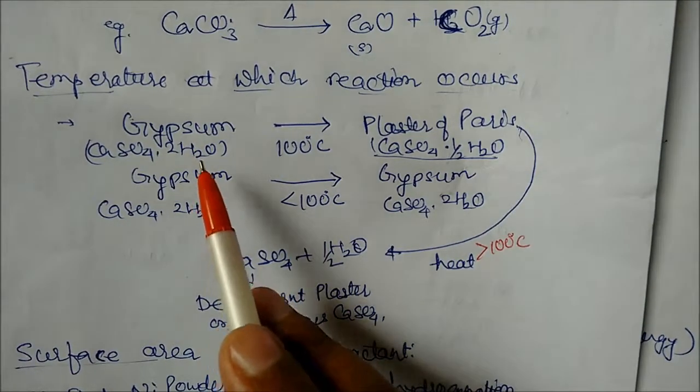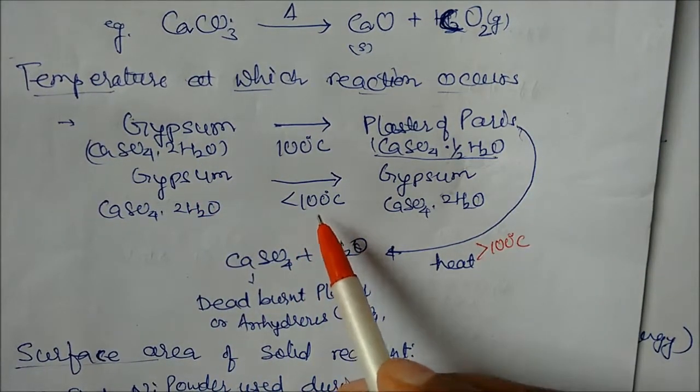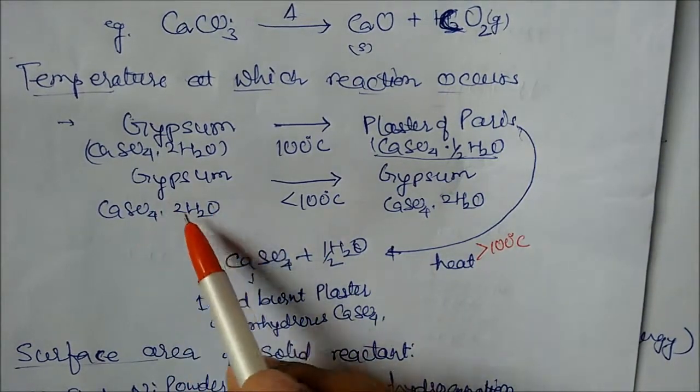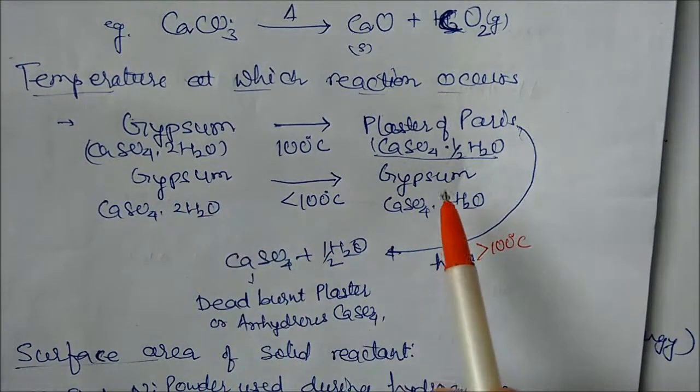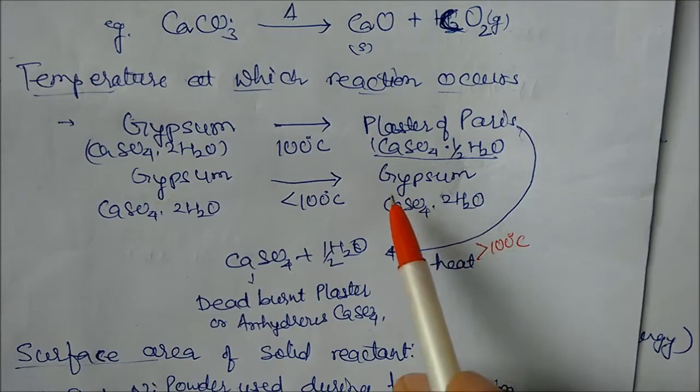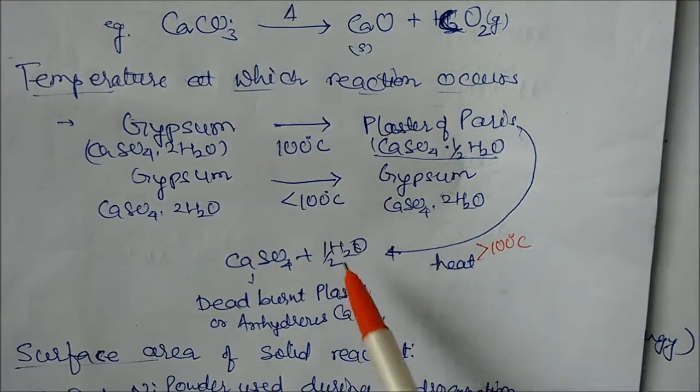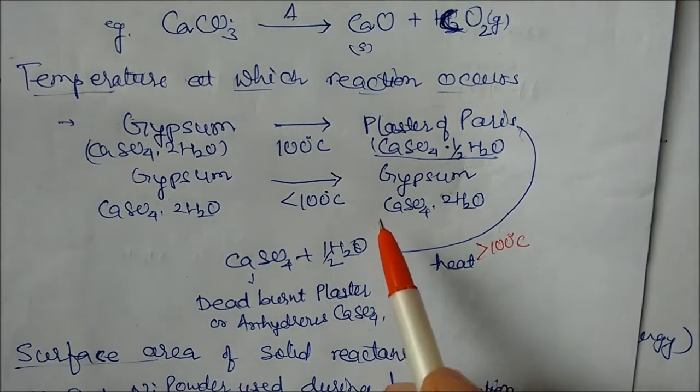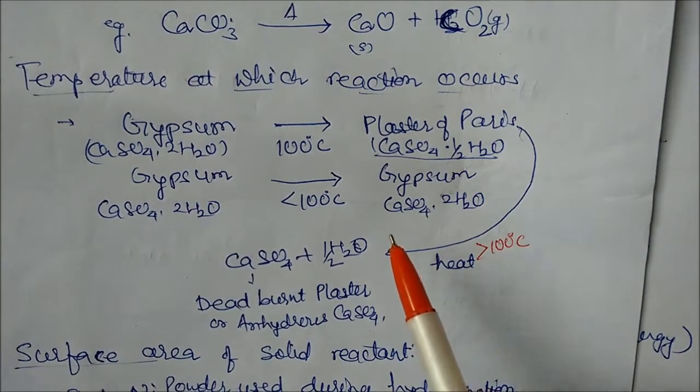Now if you heat the same gypsum at less than 100 centigrade, what will happen? The formula of gypsum will remain the same. It will convert into a different type of crystals, but the formula will remain the same. So in this way, temperature plays a very important role in every reaction.